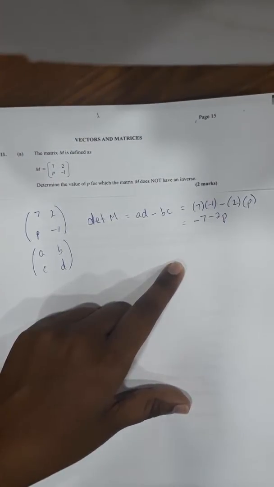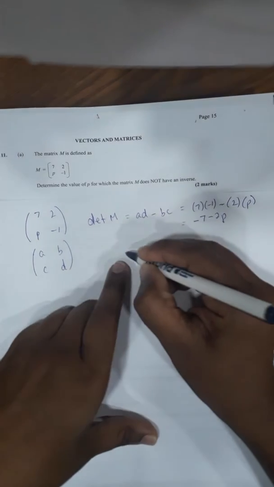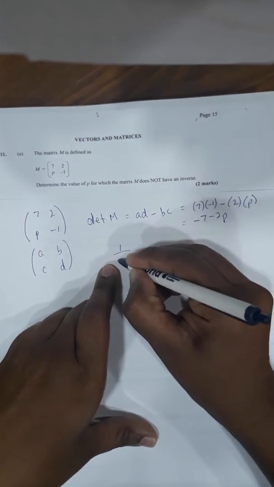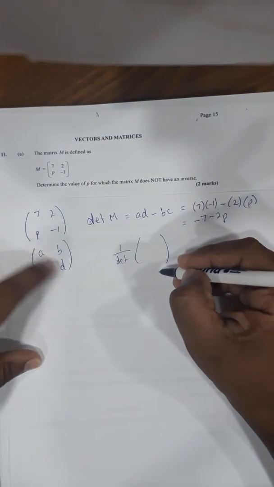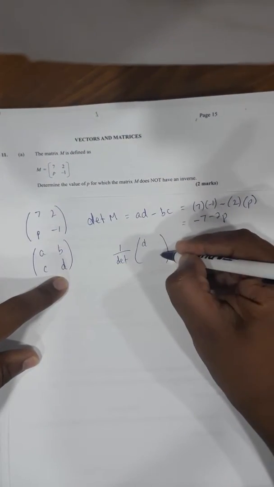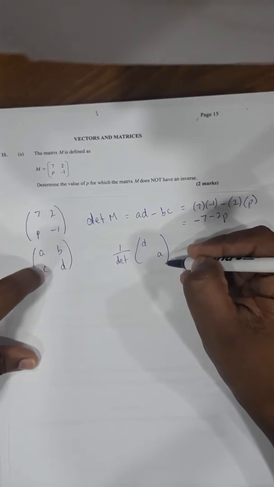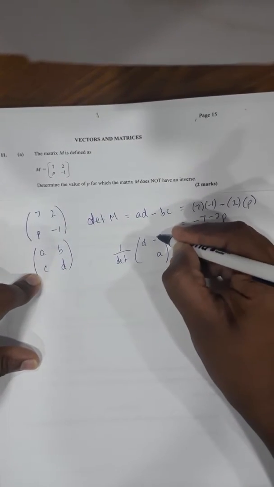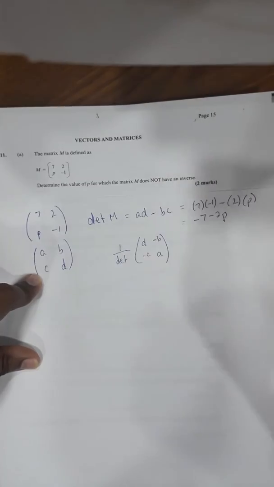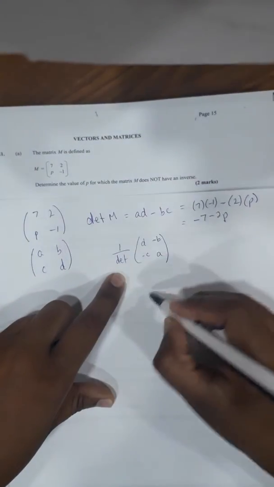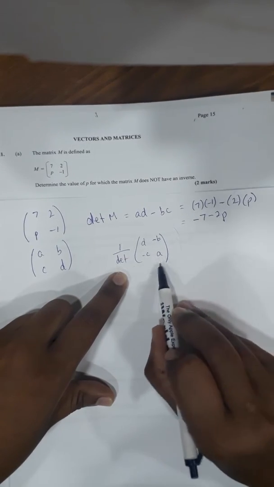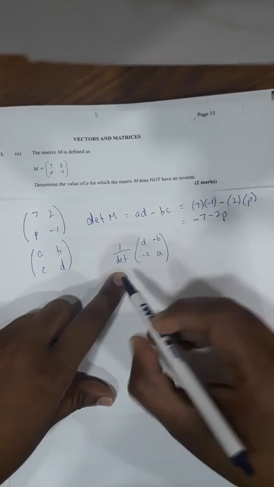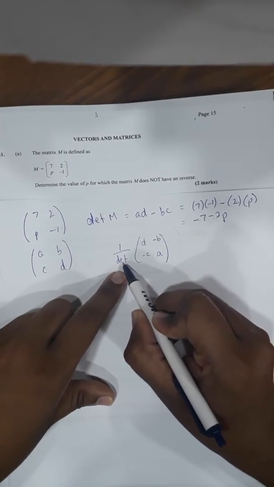Now, when you're finding the inverse of a matrix, remember the formula goes like this: 1 over the determinant, and then you switch these two letters. So D comes here, A comes here, and you change the signs of B and C. So you end up getting -B and -C. Now, with this formula for finding the inverse of a matrix, the matrix is not going to have an inverse if the determinant is a value of 0.